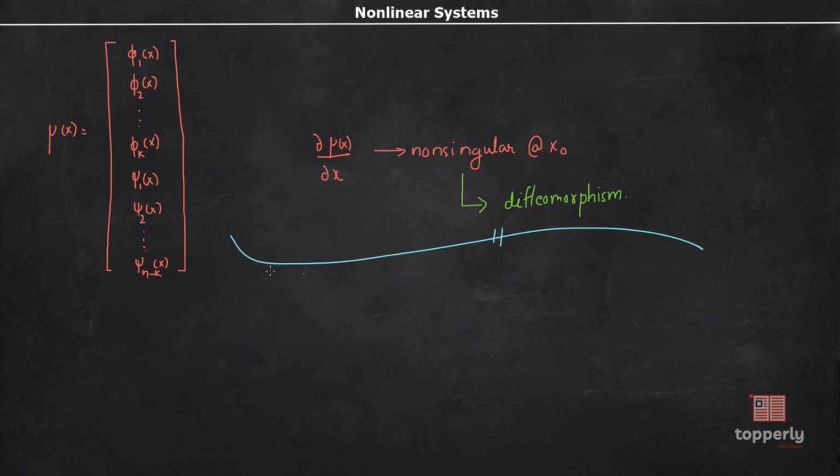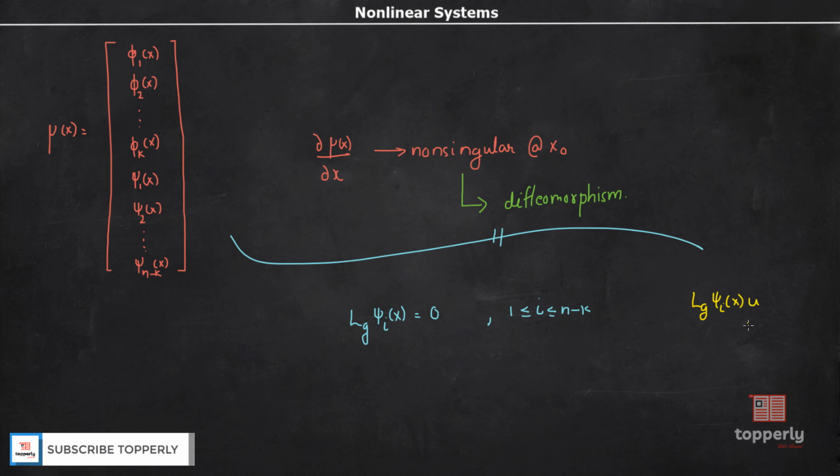Moreover, we choose psi1, psi2, etc. to psi n minus k in such a way that Lg psi i of x is equal to 0 for all i in the range 1 less than or equal to i less than or equal to n minus k, for all x around x0. The reason is, like I said already, the psi i's represent the internal dynamics of the system and therefore they are not explicitly coupled to the input u. If Lg psi i of x is not 0, then the term Lg psi i of x into u will appear in the equations. Then this will no longer be the internal dynamics by definition.